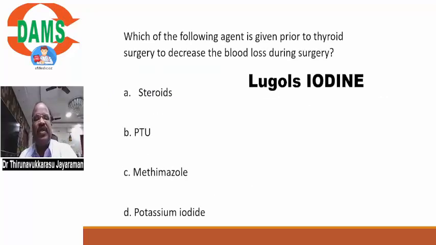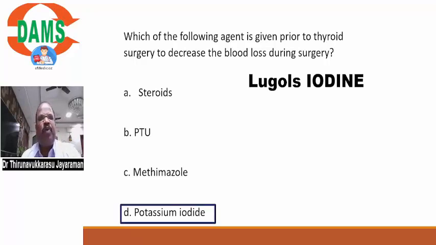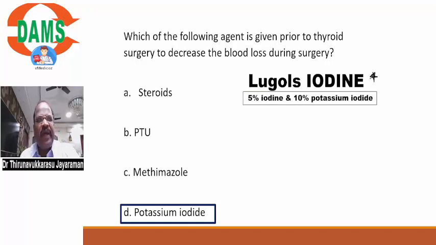Which of the following agents is given prior to thyroid surgery to decrease blood loss during surgery? This is a drug useful for pre-operative preparation. Options: steroid, PTU, methimazole, potassium iodide. The straight answer is potassium iodide, actually Lugol's iodine, a combination of 5% iodine plus 10% potassium iodide.